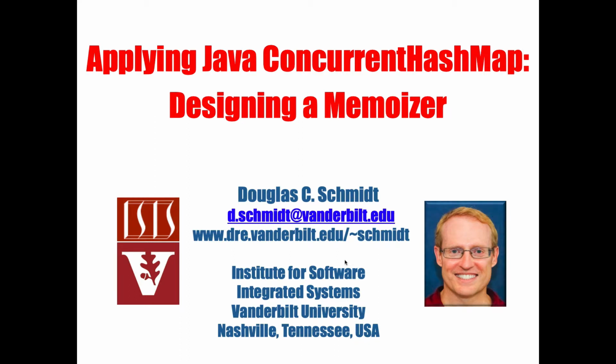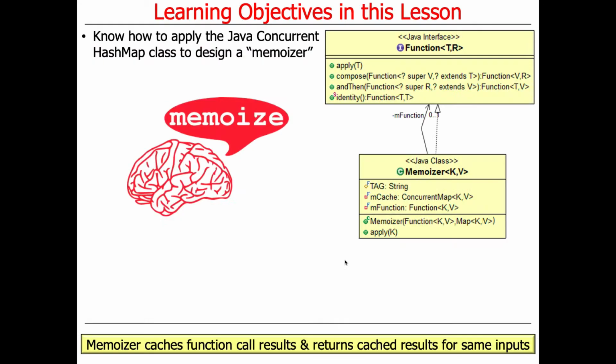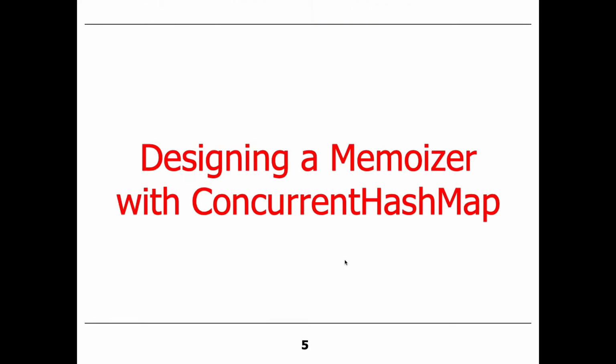So now that we've talked a bit about concurrent collections and I gave you a quick overview of what a concurrent hash map was, we're going to talk about how to apply concurrent hash maps to design a very interesting reusable class called a memoizer. And as we'll see, a memoizer is a data structure that caches the results of function calls, especially long-running function calls, and returns the cached results when someone gives the same input. So basically, it's a cache, and it's a memoizing cache.